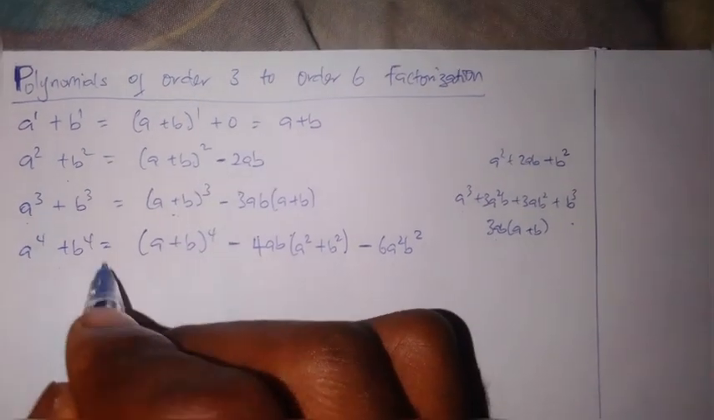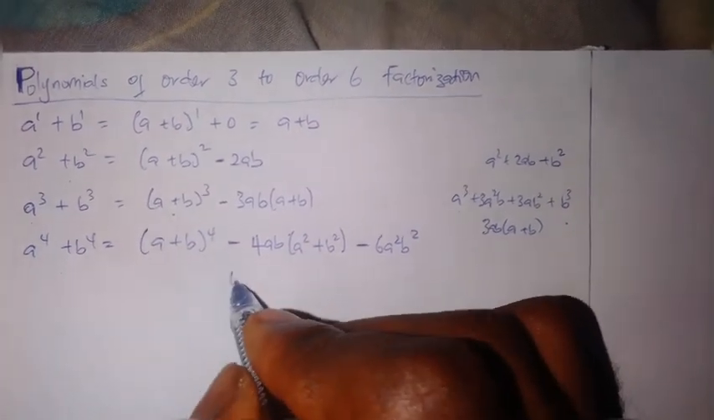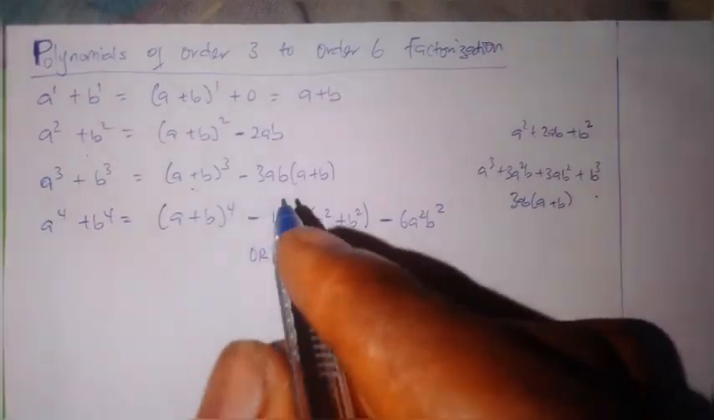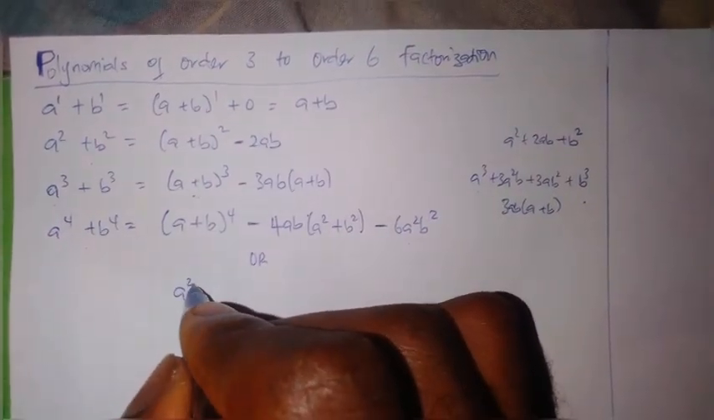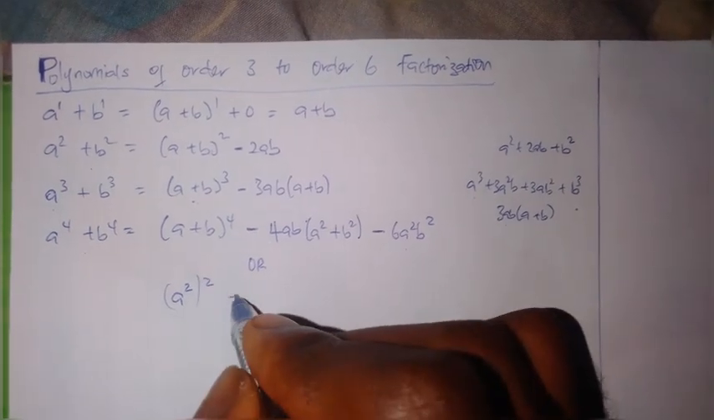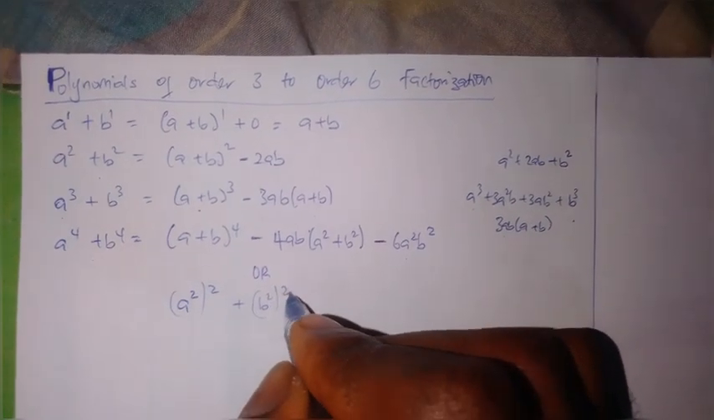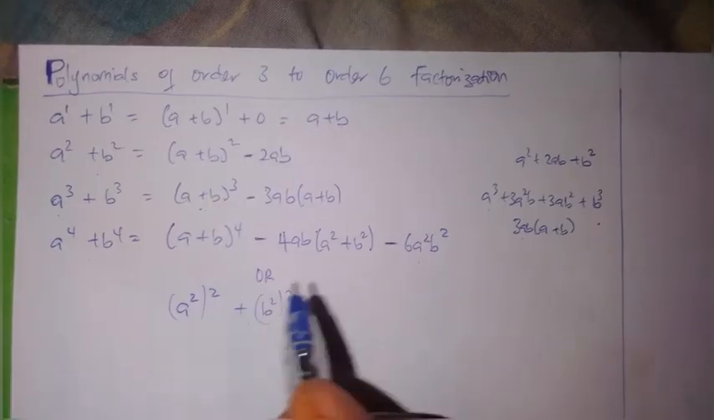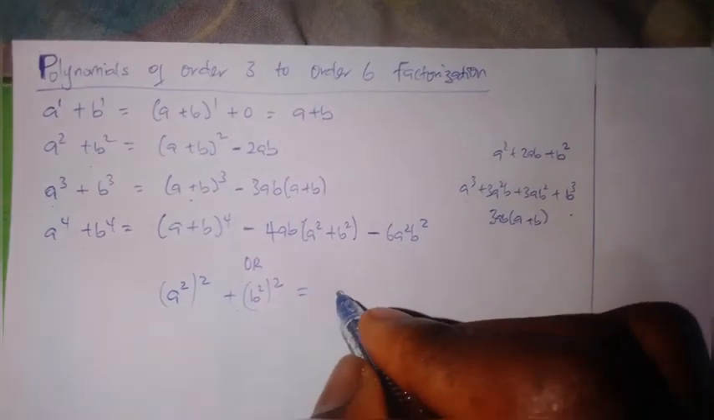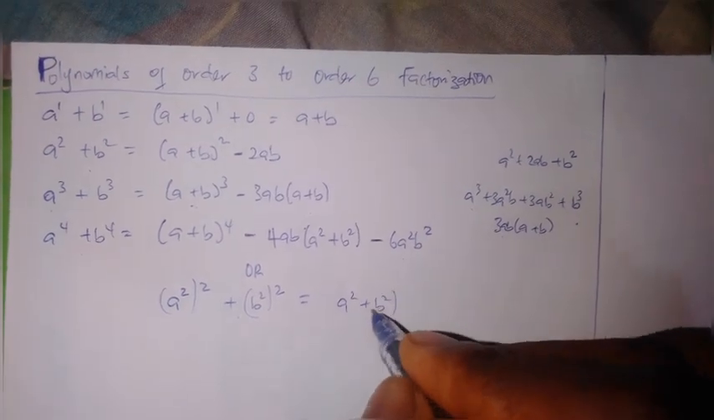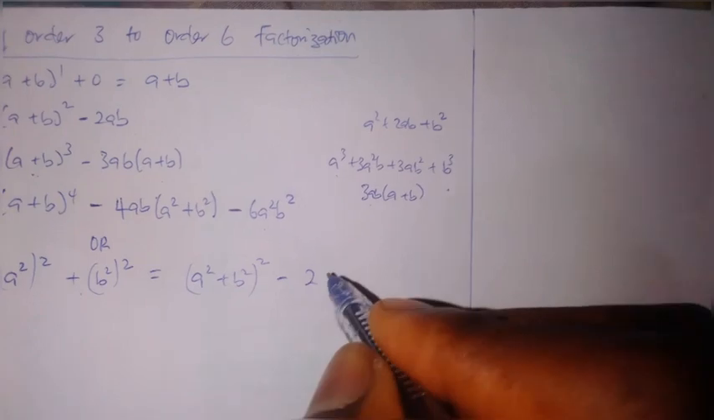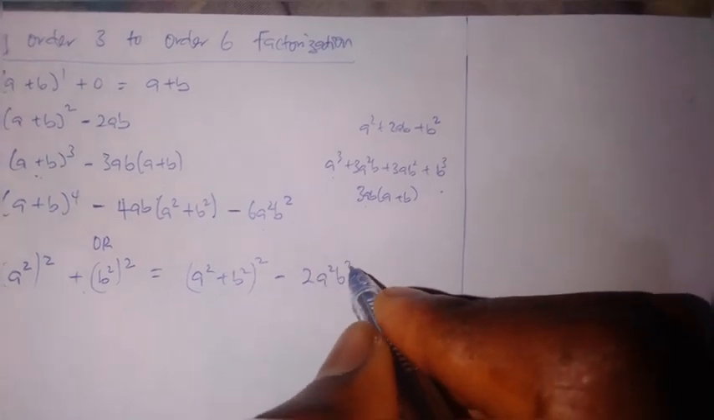Now, the second method is for a raised power 4 plus b raised power 4: you can see it's the same thing as a raised power 2 all raised power 2 plus b raised power 2 all raised power 2. Then you now use the idea of this to solve it. That is, this now becomes a raised power 2 plus b raised power 2 all raised power 2, then minus 2 a raised power 2 b raised power 2.